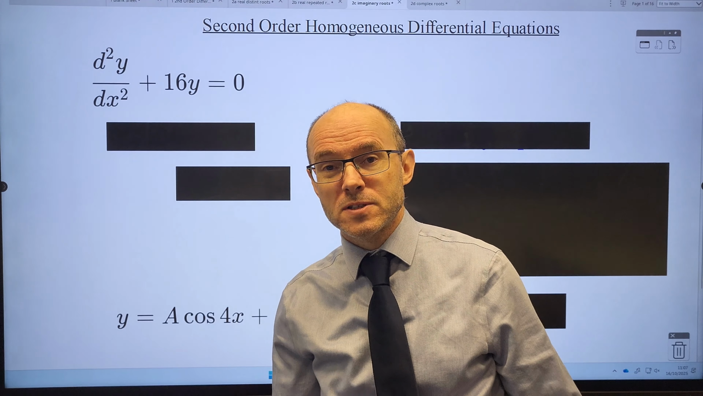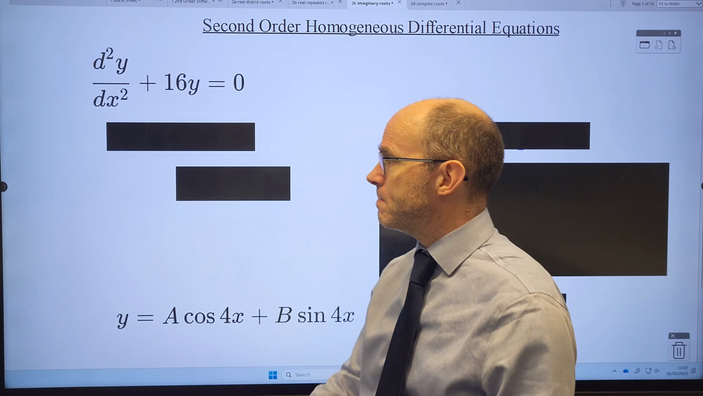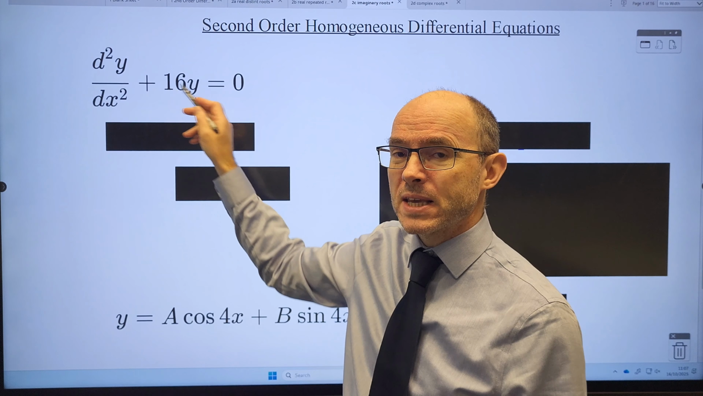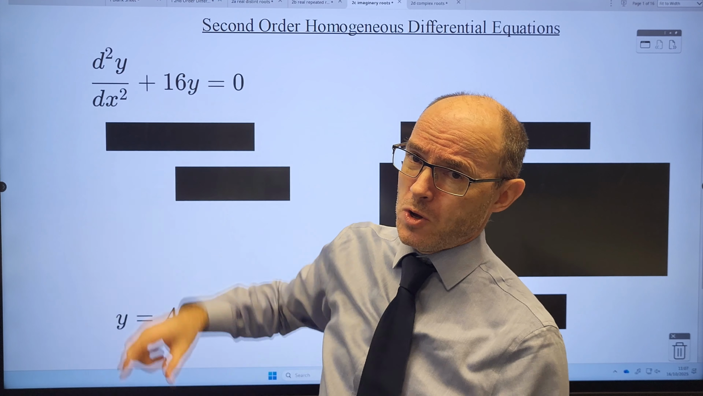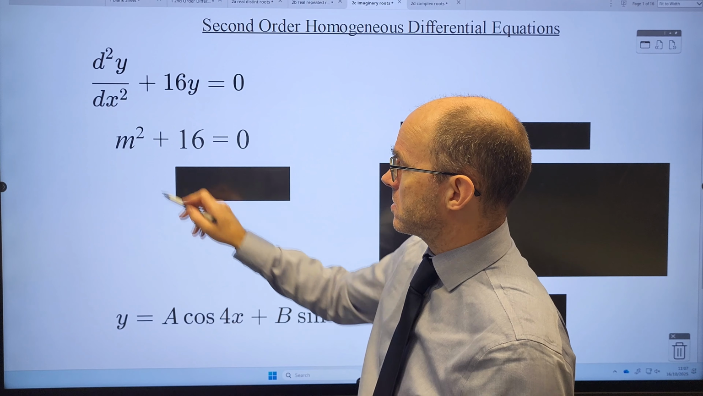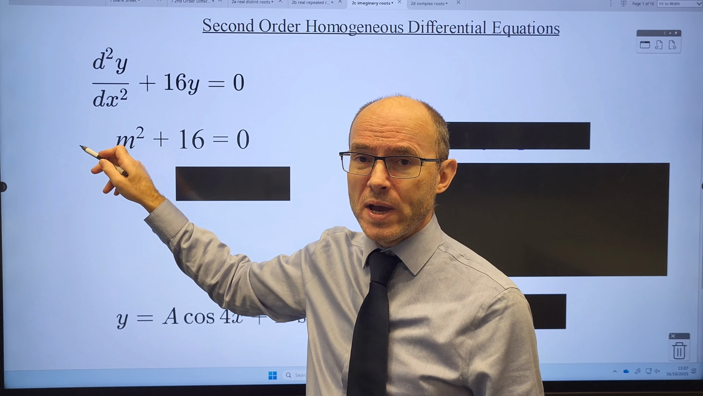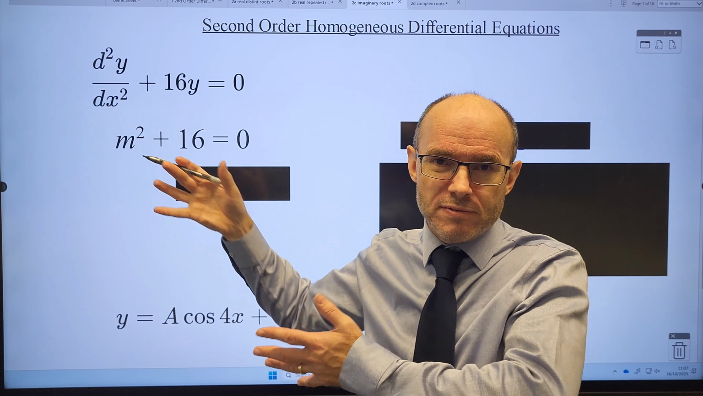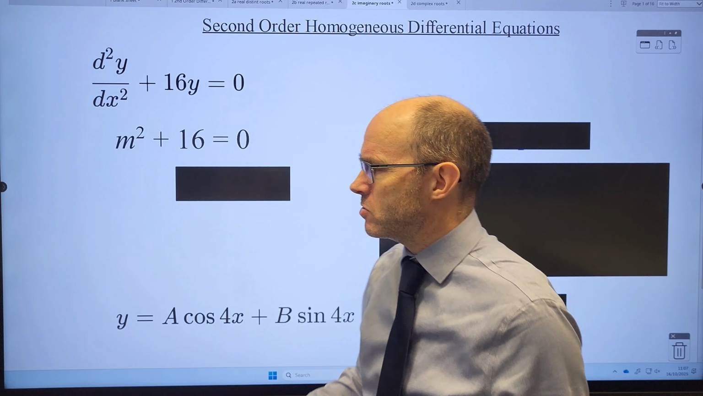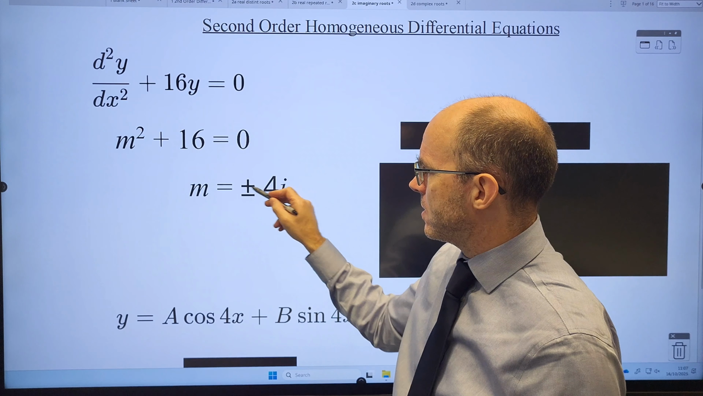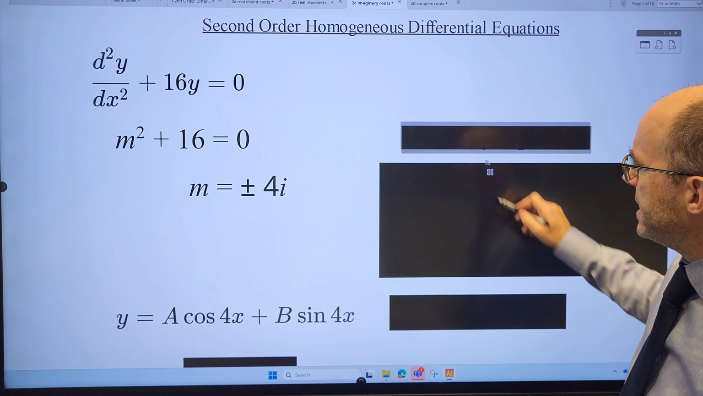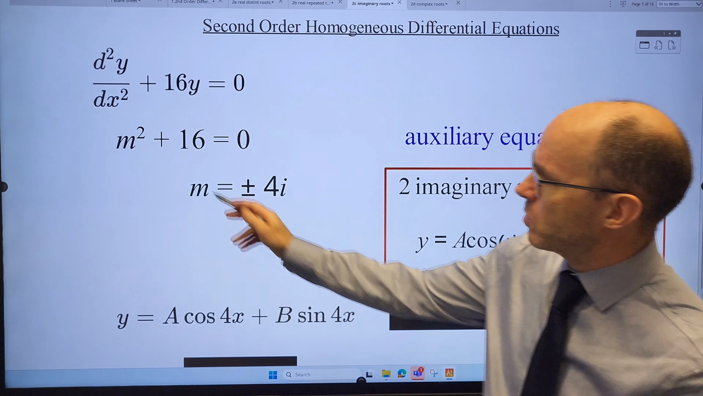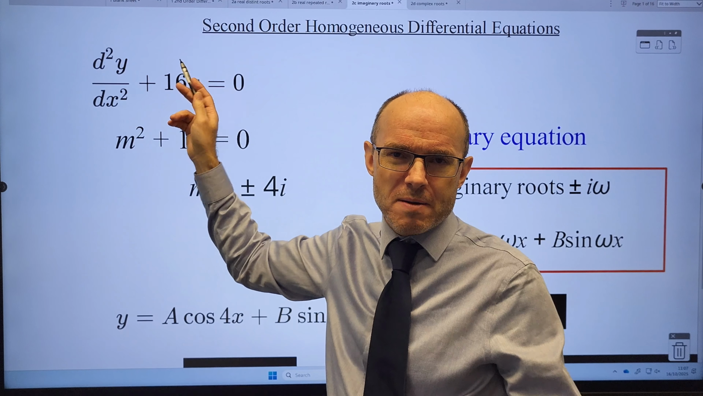Next one, so I'm going for the purely imaginary roots here. Notice in these cases with the purely imaginary roots, there's no dy/dx term. Why is that? Because you're just going to end up with m squared equals negative something, to get the imaginary roots. So in this case, m is plus or minus 4i. So they're easily recognisable. You can spot them straight away.